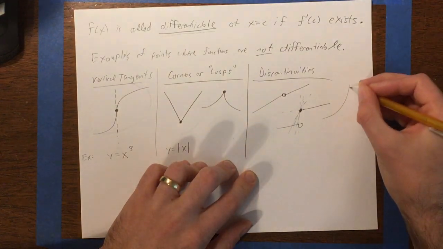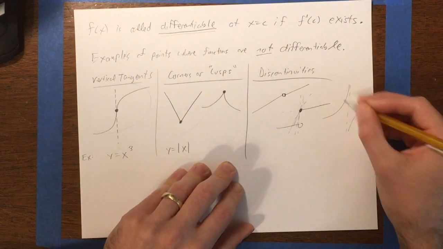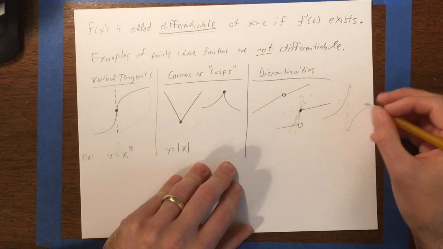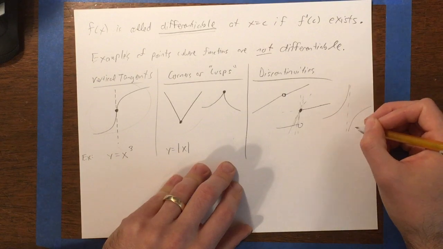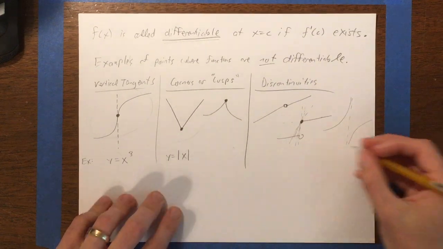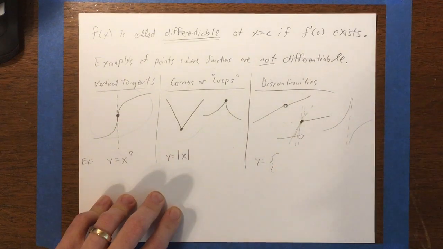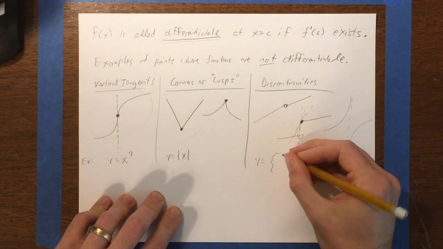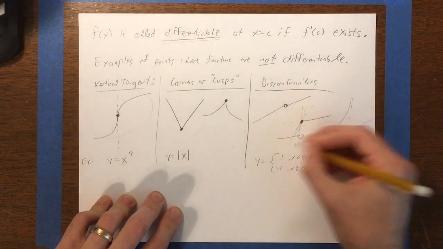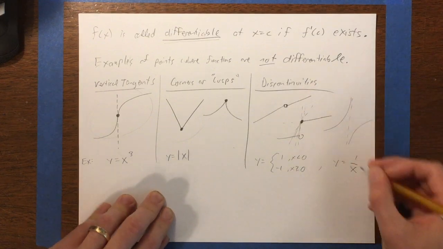The other discontinuity type, of course, is like a vertical asymptote, and that's another place where you just can't calculate a tangent slope. You can't calculate a derivative. Even if the function is defined, you're not going to get a defined or an existing limit there. So an example of a function where this might happen would be like a piecewise function, like that. That's the middle one there. Or something like 1 over x, where you have that vertical asymptote at 0.